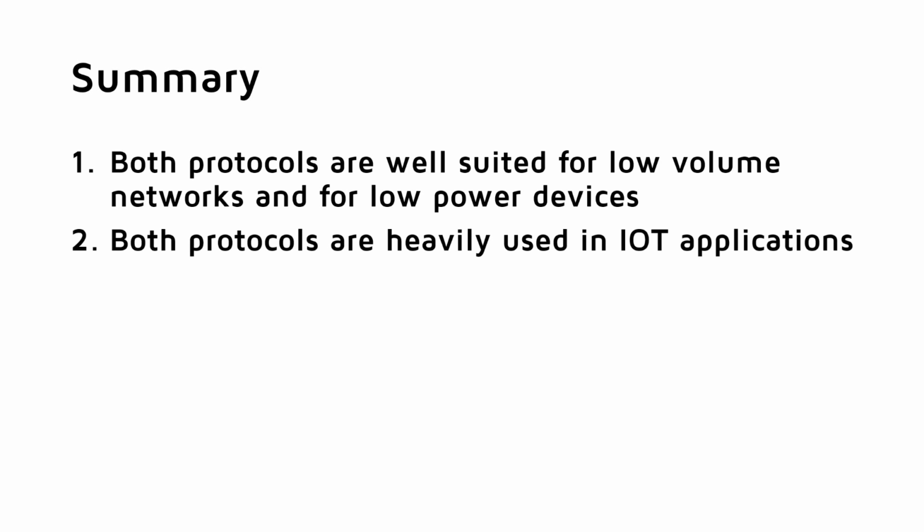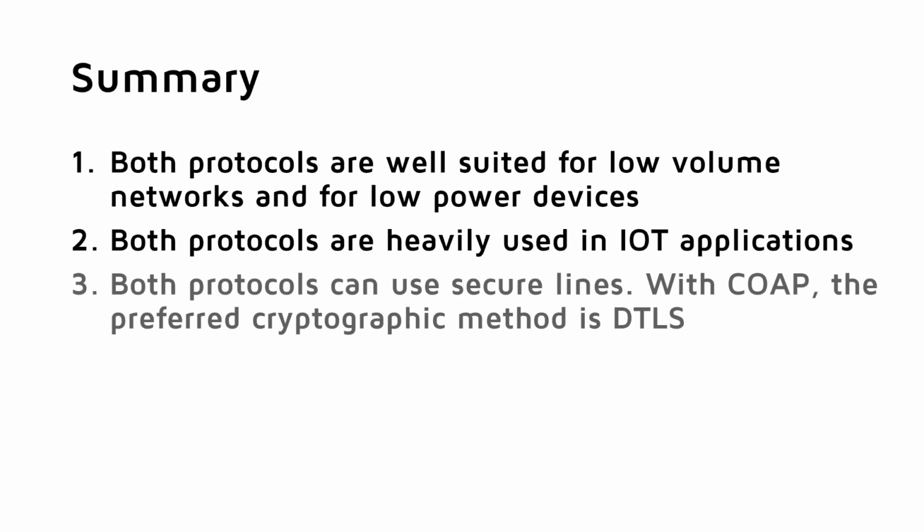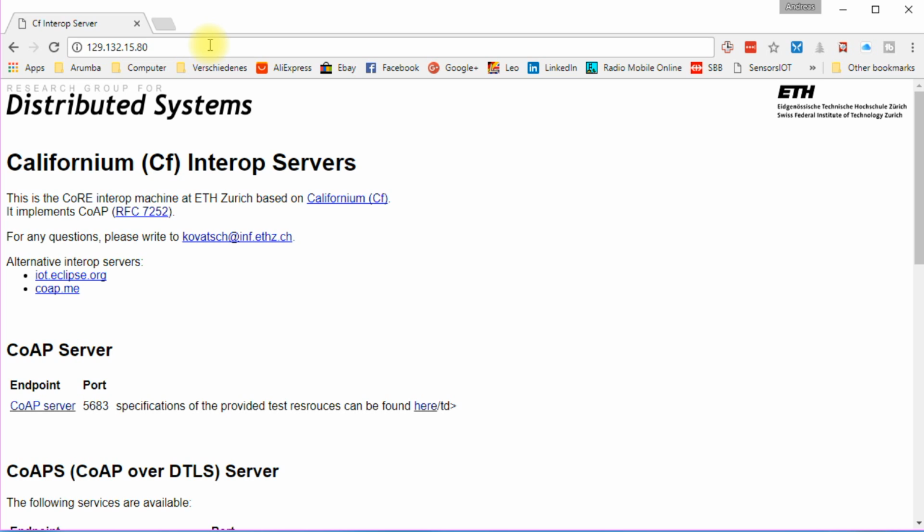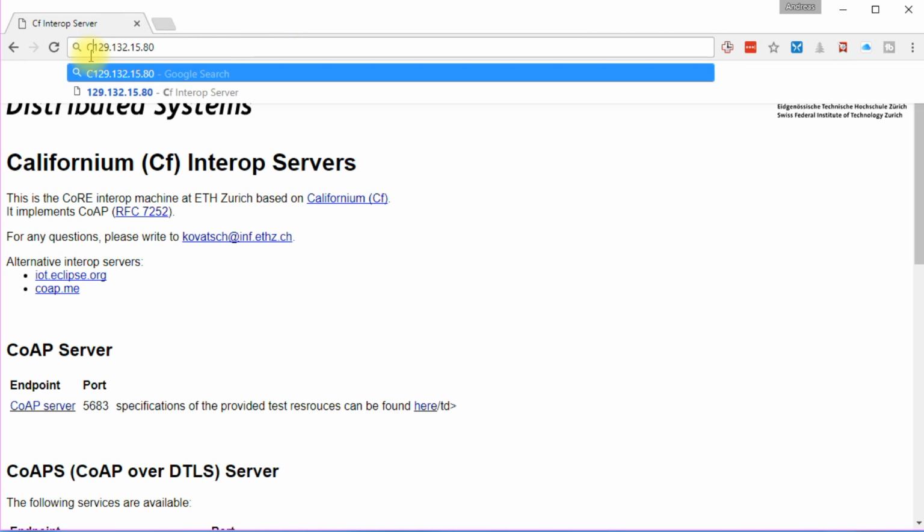Both protocols are heavily used in IoT applications. Both protocols can use secure lines. With CoAP, the preferred cryptographic method is DTLS. So let's play a little with CoAP. In principle, it is very easy to use it. Just replace the HTTP with CoAP.